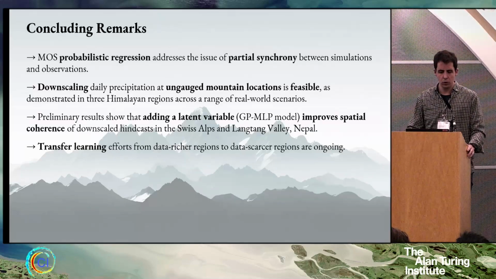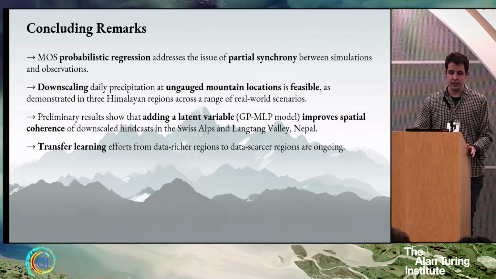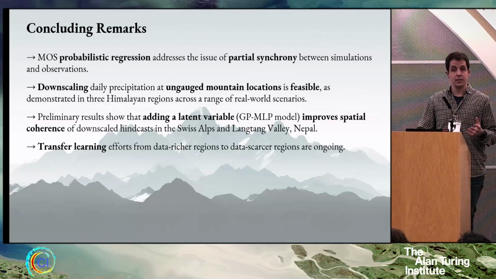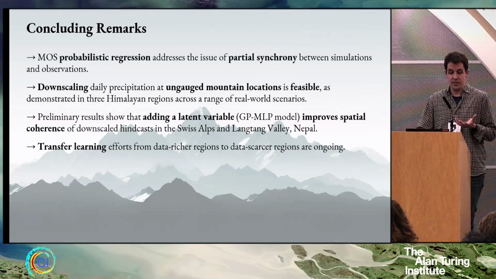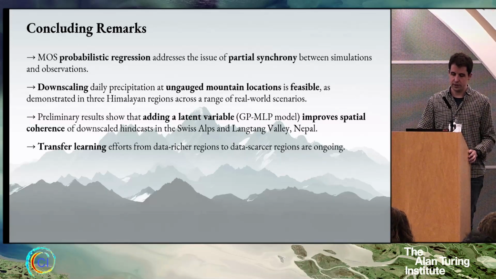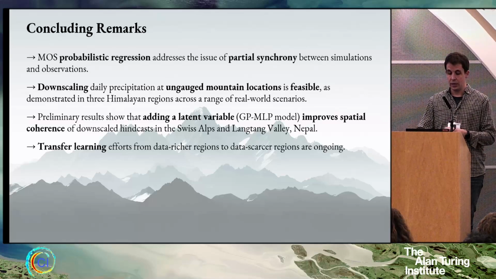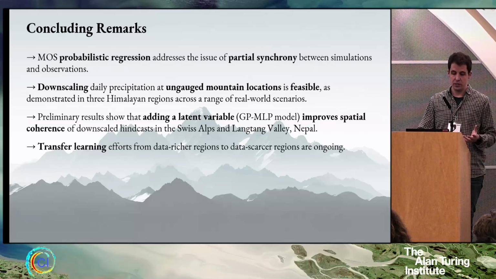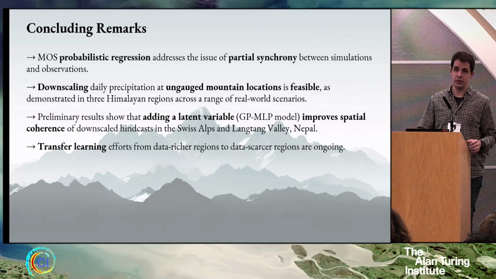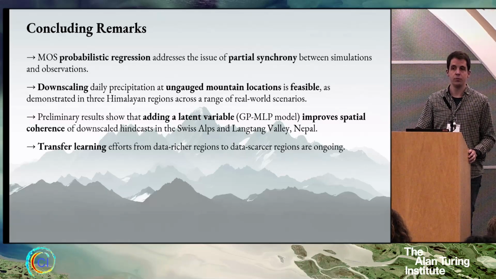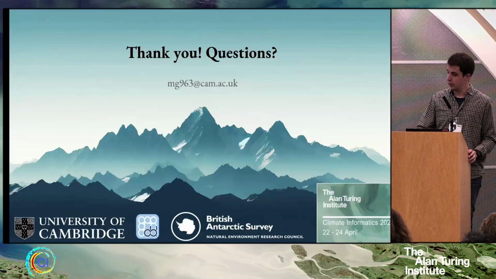So just to conclude, some remarks. We've seen that we can use probabilistic regression to address this issue of partial synchrony between simulations and observations. We've also seen that downscaling daily precipitation in gauged locations is feasible, and we've looked at different real-world scenarios. Also, adding a latent variable seems to help improve the spatial coherence, although it doesn't solve all of our problems. And we're currently investigating transfer learning efforts from, say, the Swiss Alps, the Rockies, and data-richer regions to these data-scarcer regions such as the Himalayas. So with this, I conclude, and thank you.